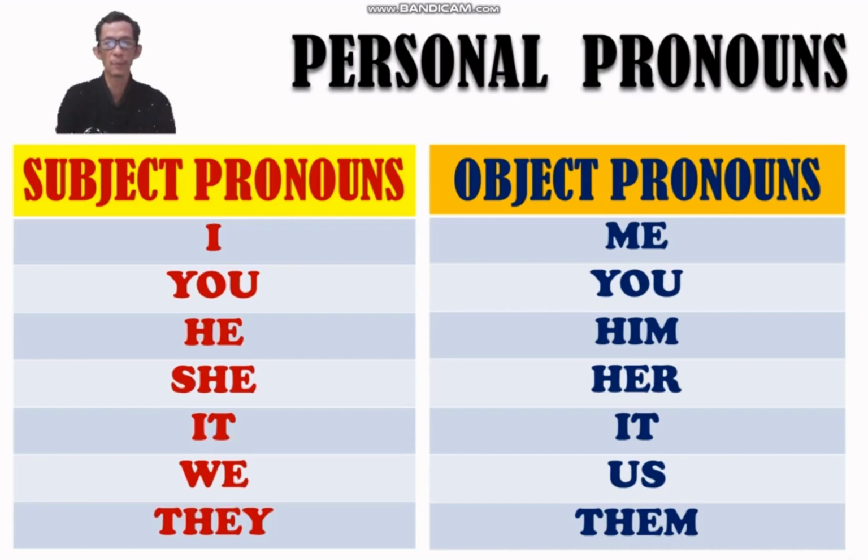The table of personal pronouns consists of one subject pronouns and two object pronouns. I becomes me, you becomes you, he becomes him, she becomes her, it becomes it, we become us, and they become them.